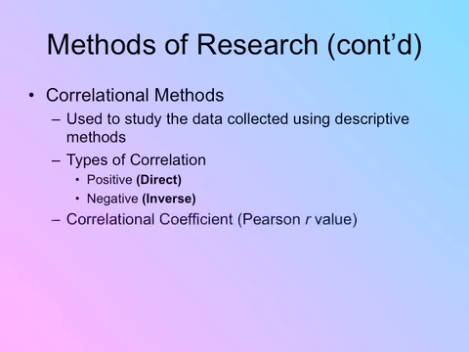When we are looking at correlation, the statistical measure of that is what's known as a correlational coefficient, or Pearson R value. Now, we won't spend a lot of time calculating the R value or the coefficient per se, but it is important in AP Psych that you can understand what a correlational coefficient is and what it means in the interpretation of data.